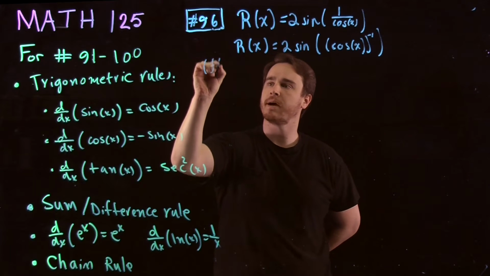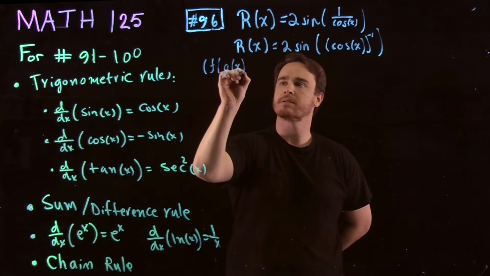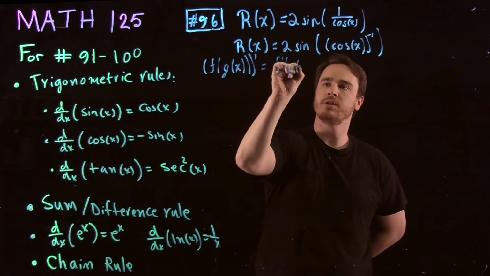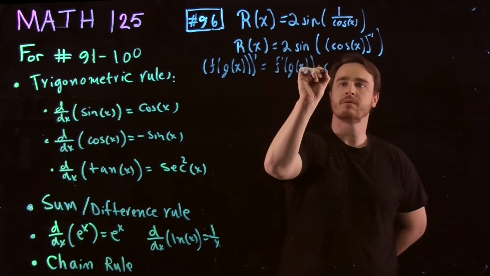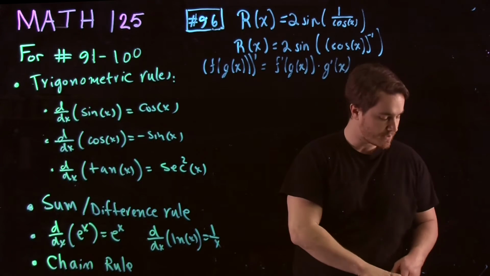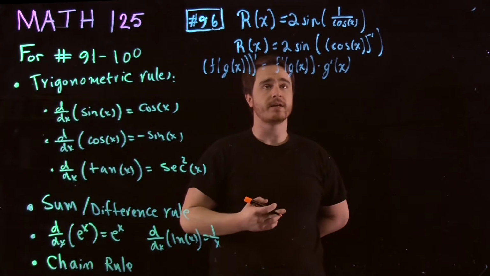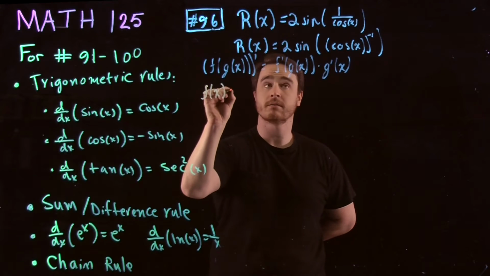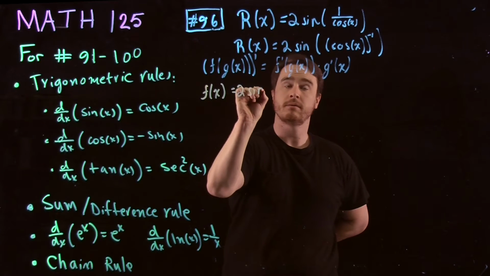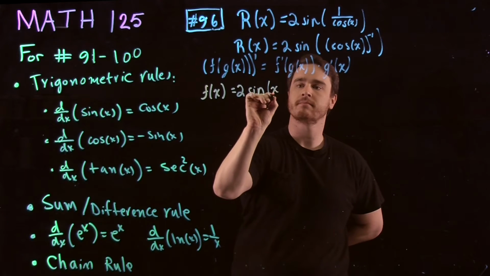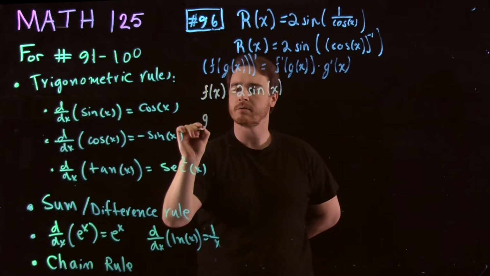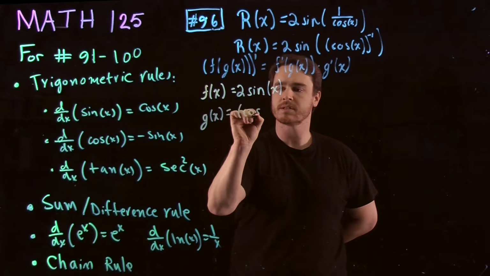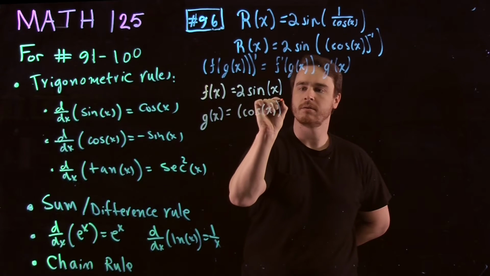So to refresh, we have f of g of x. If I take the derivative of this, that's f prime of g of x times g prime of x. So here, in this case, I have my outside function, f of x is equal to 2 sine of x. My inside function is g of x, which is equal to cosine of x to the negative 1 power.